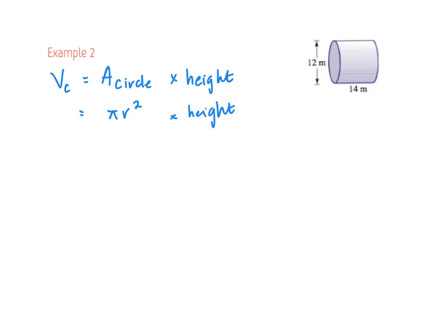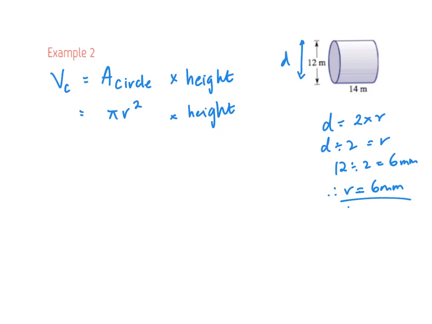So over here I have the full length, which is known as my diameter. I know that diameter equals 2 times r. So I need to divide my diameter by 2 to find what my r is. So 12 divided by 2 gives me 6 millimeters. So my radius is 6 millimeters. And my height is 14, not millimeters, sorry, meters. So we're looking at meters here.